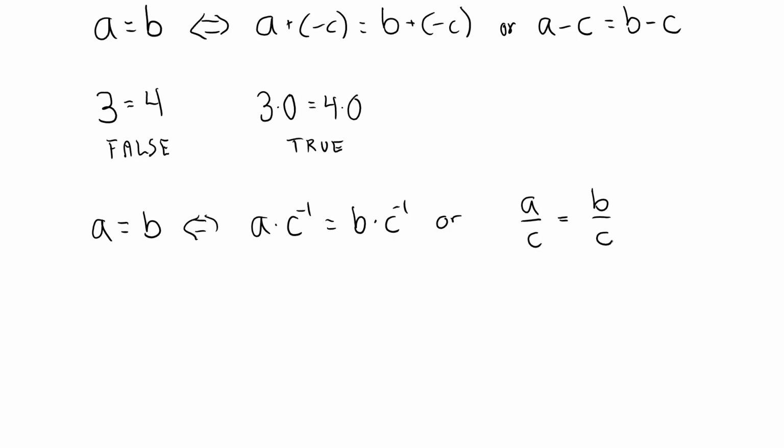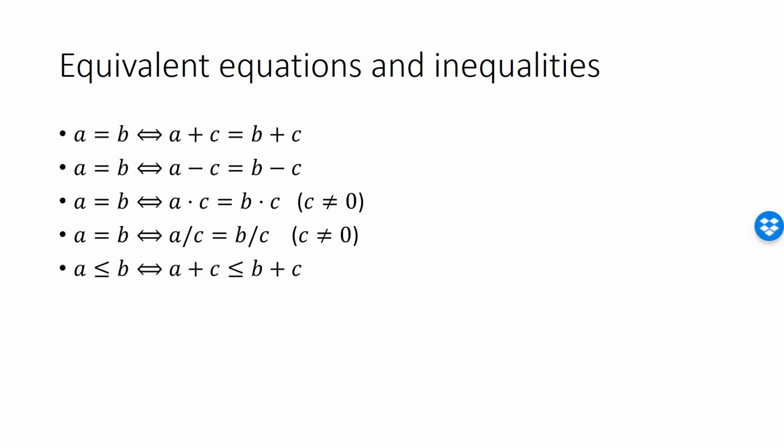Moving on to inequalities. Given an inequality such as A less than or equal to B, we can add the same number to both sides without changing the inequality. These are called equivalent inequalities. The result is also true for the other three inequalities: the less than, the greater than, and the greater than or equal to. Obviously, you can subtract the same number from an inequality as well.